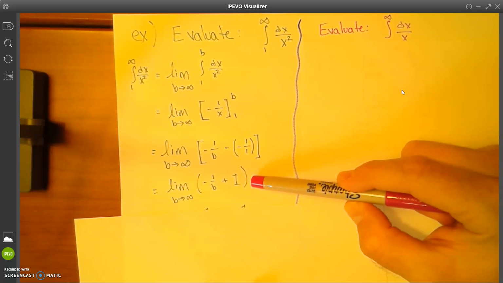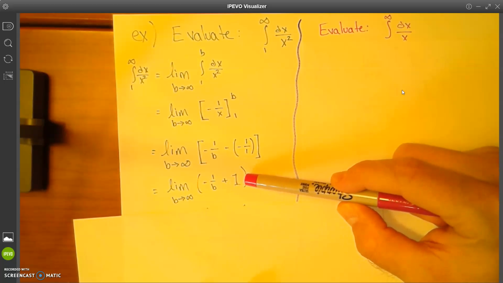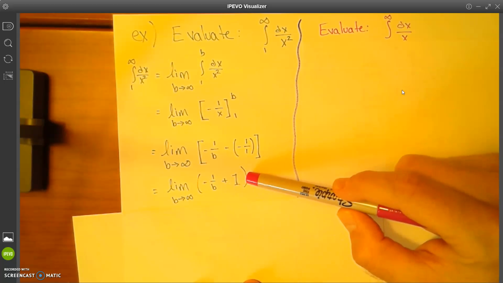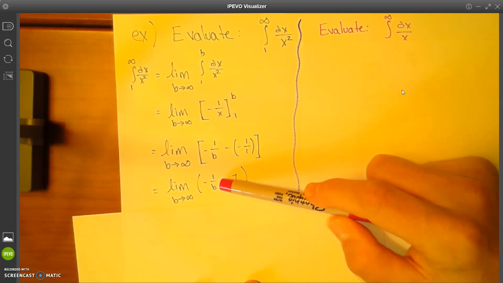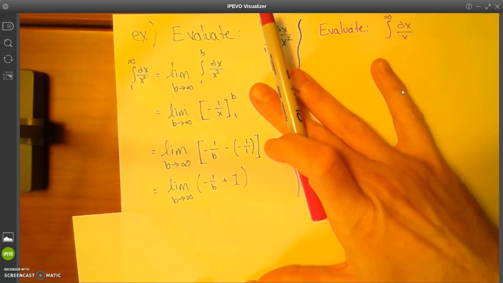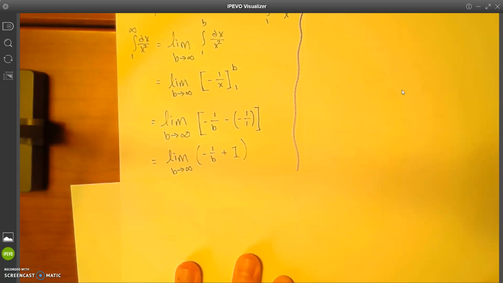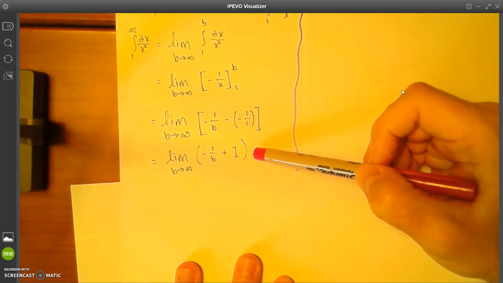Okay, obviously negative 1 over 1 reduces, and we have the double negative making it positive. Now here's where we can actually evaluate my limit. 1 over b, as b approaches infinity, this term is going to get smaller and smaller, and it will approach 0, which is a good thing. Anytime you can get an expression to approach a real number, you're one step closer to the original thing converging.